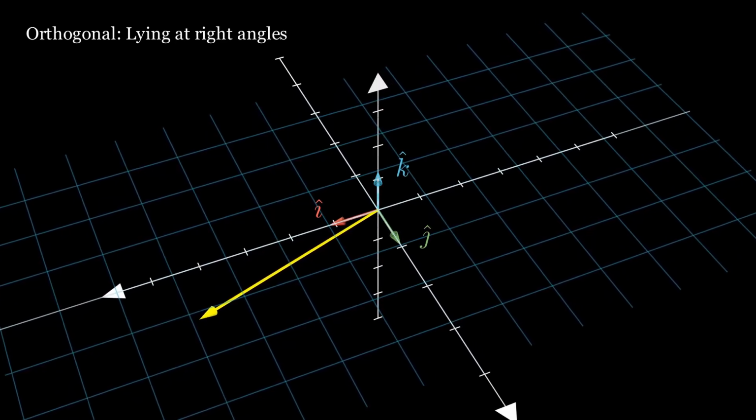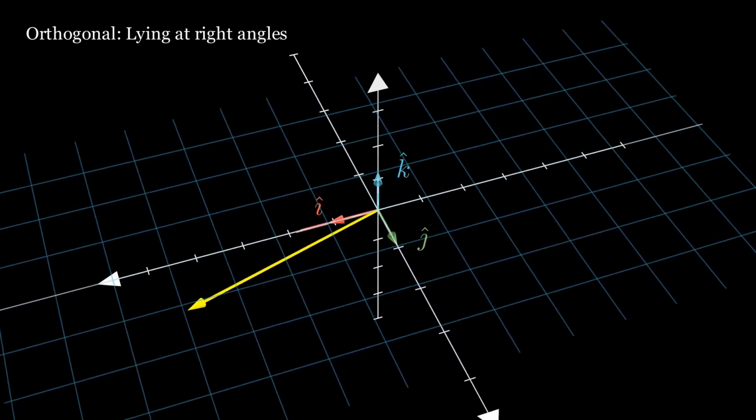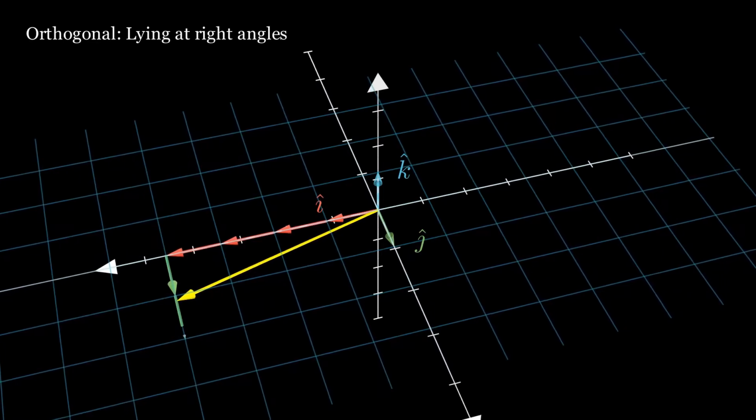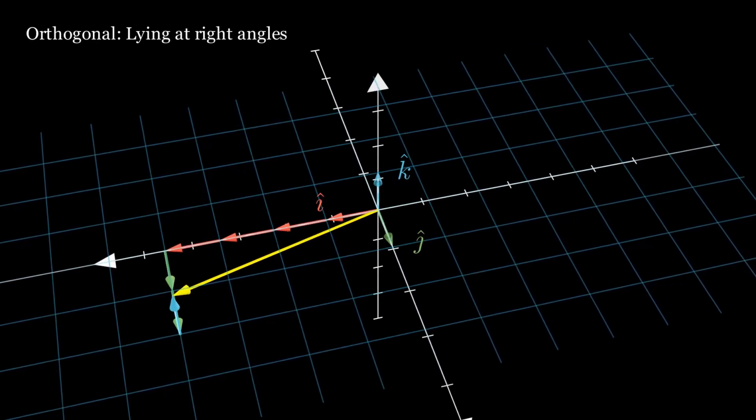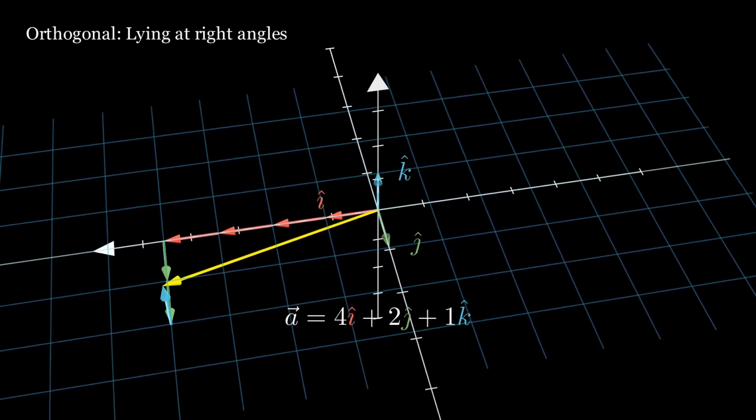By defining these 3 unit vectors, we can use a combination of them to get to any point in space. Take, for instance, the vector a, which has components 4, 2, 1. By taking a combination of 4 i hat vectors, 2 j hat vectors, and 1 k hat vector, we can express the same point at which a is pointing.